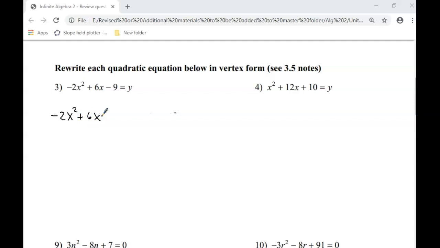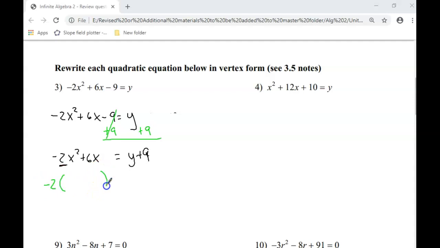So if you look back at your 3.5 notes, it'll be really helpful because there's a lot of steps involved with this. The first thing you do is you move this constant term to the other side. The next thing you do is you factor out the leading coefficient, which leaves, if you divide this by -2 and this by -2, you can find out what's left in here. So -2 divided by -2 leaves a positive 1x squared, and 6 divided by -2 leaves me with a negative 3x.